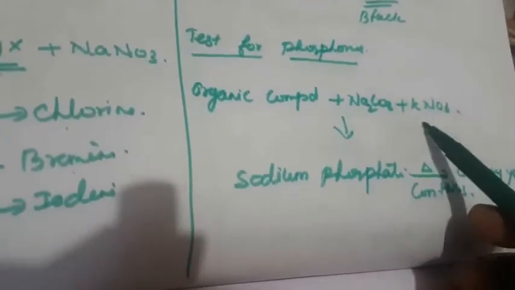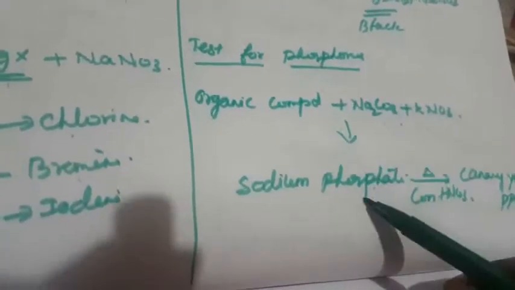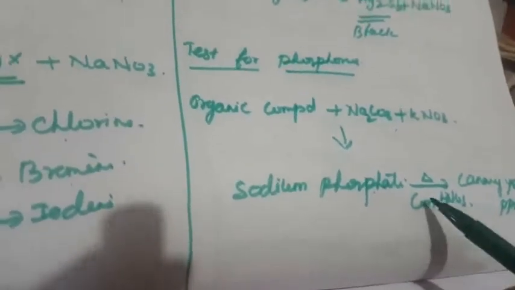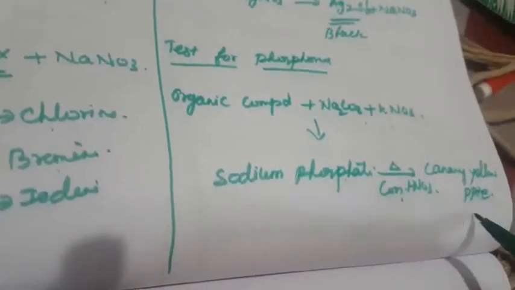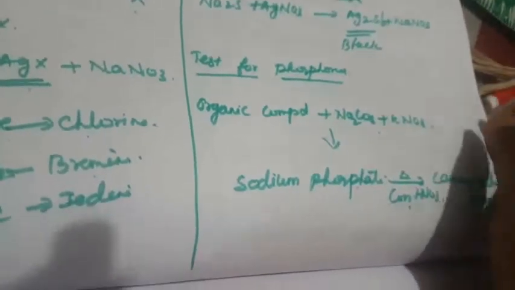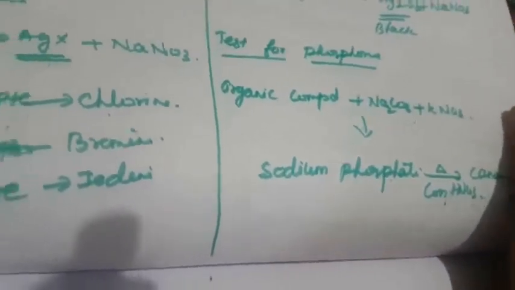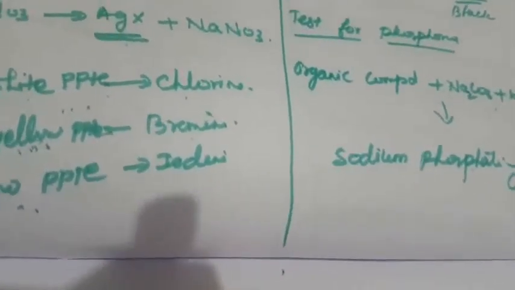First, what do we do? We take the organic compound, sodium carbonate and potassium nitrate and add them. If phosphorus is present in it, it is converted into sodium phosphate. Again it is heated, boiling with concentrated nitric acid, to form the canary yellow precipitate. That's all about the detection of carbon, nitrogen, sulfur, phosphorus and halogen.